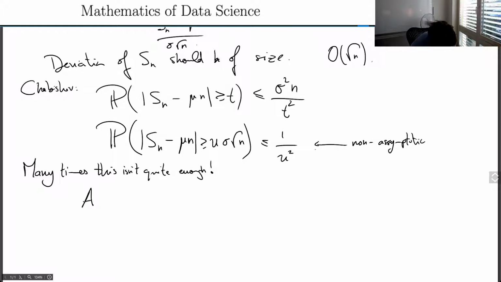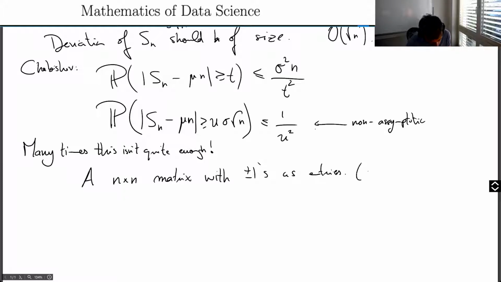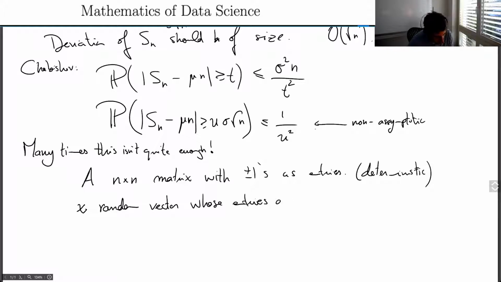But take a matrix A to be an n by n matrix with plus or minus ones as entries. Okay, deterministic, right? Now take x, a random vector whose entries are IID satisfying the following: xk is plus 1 with probability 1/2, minus 1 with probability 1/2.